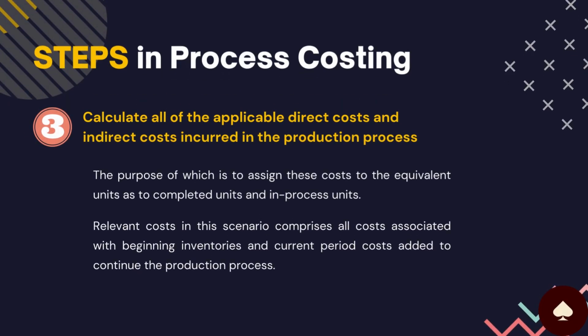The third step is to calculate all of the applicable direct cost and indirect cost incurred in the production process, so that these costs will be assigned to the equivalent units as to completed units and in-process units. Relevant cost in this scenario comprises all costs associated with beginning inventories and, of course, current period cost added to continue the production process of a certain product until it will be completed.